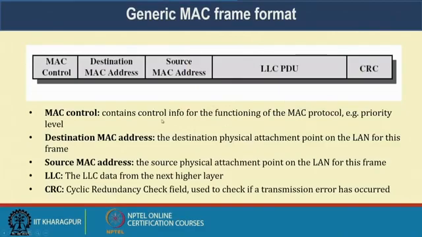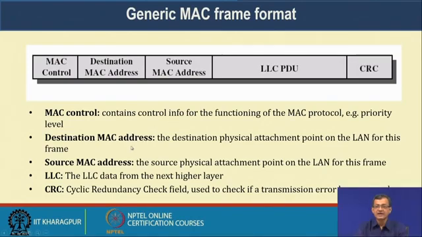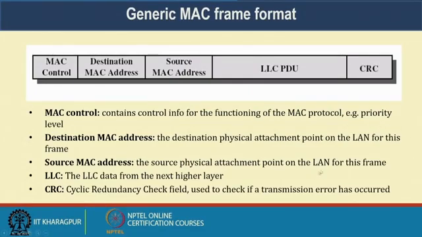So the MAC control contains the control information for the function of the MAC protocol, that is priority level, etcetera. The destination MAC address is the address of the physical attachment point of the LAN for this frame, right. So, where it is connected. In a number of cases, if your PC or laptop is connected by wire to a switch, then the switch is the destination for this. The next stop is the switch, right. And if it is wireless, then the destination is the wireless access point, because it is a hop to hop thing, right. And there is a source MAC address, the source physical attachment point of the LAN. Attachment point means where it is connecting to the network interface card.